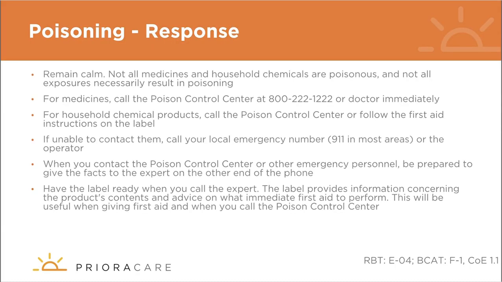With regard to poisoning, the general first aid response is as follows. Remain calm. Not all medicines and household chemicals are poisonous, and not all exposures necessarily result in poisoning. For medicines, call the Poison Control Center at 800-222-1222 or a doctor immediately. For household chemical products, call the Poison Control Center or follow the first aid instructions on the label. If unable to contact them, call your local emergency number, 911 in most areas, or the operator.